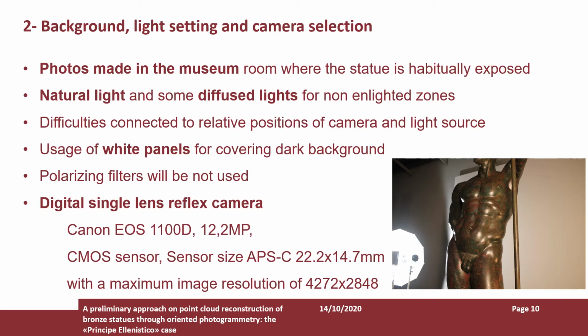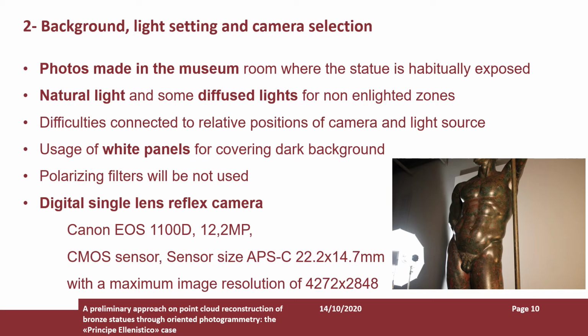For what concerns the second step, background and light settings, and the selection of the camera, we were constrained, obviously, to make the photos in the room where the statue is normally exposed, trying to use the natural lights, turning off the artificial ones, and using some diffused lights for the zones that are not well enlightened. Often the relative positions between the camera and the light source have generated difficulties, generally solved with a different orientation of the light source when possible.